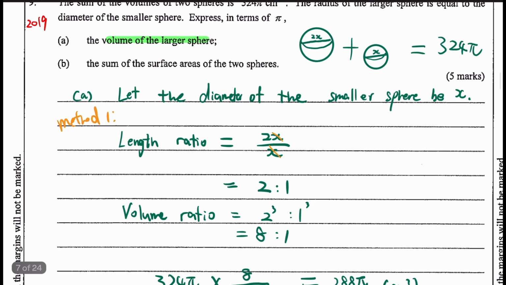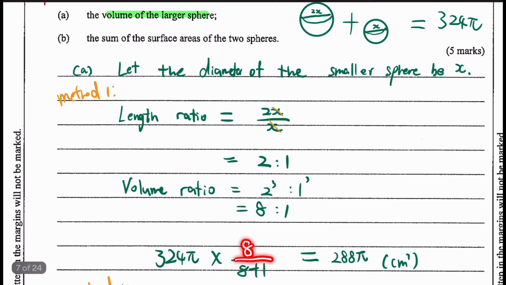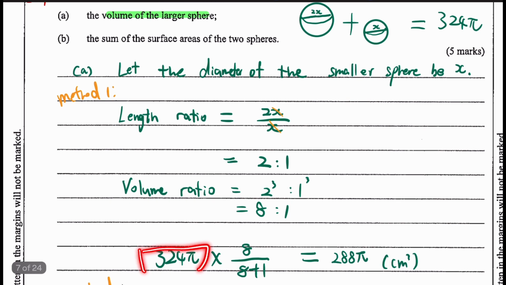And then once you have the volume ratio, beware of it. This is the total volume. They add up, right? So you cannot use this one times 1 over 8. That's not correct. You need to times 8 over 9. Why is it 9? 9 because the two add up, right? The two add up to 9, and then 8 over 9 means that the largest one occupies 8 out of the 9 here. So times the total volume, you will have the volume of the larger sphere.